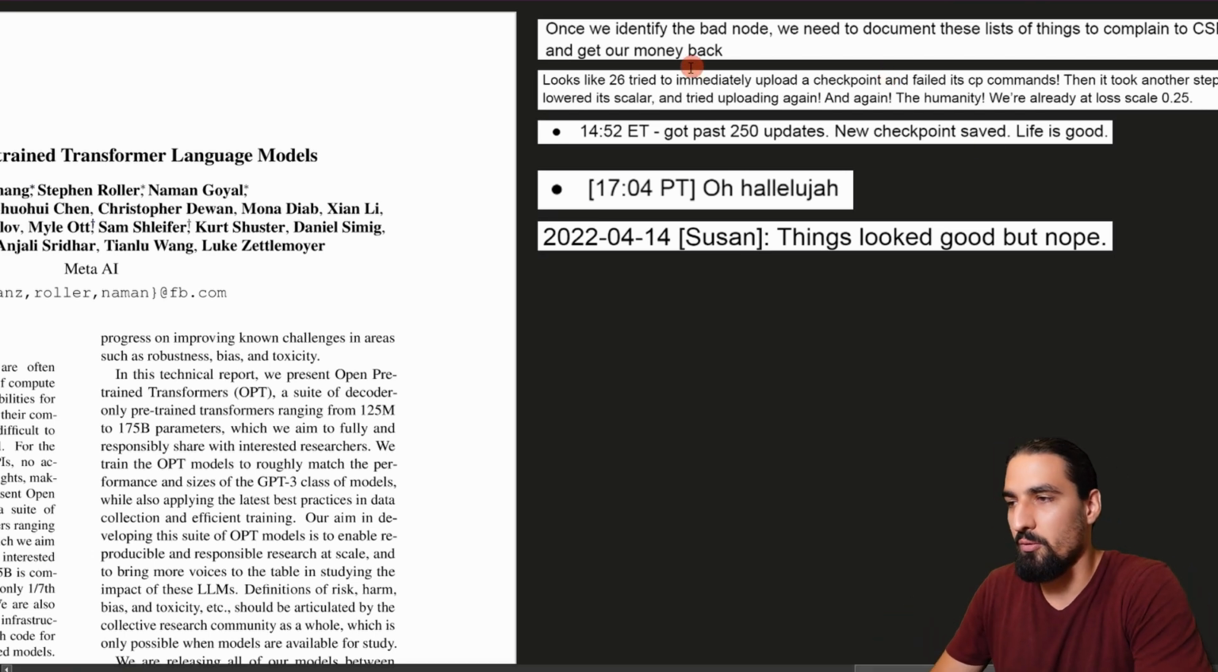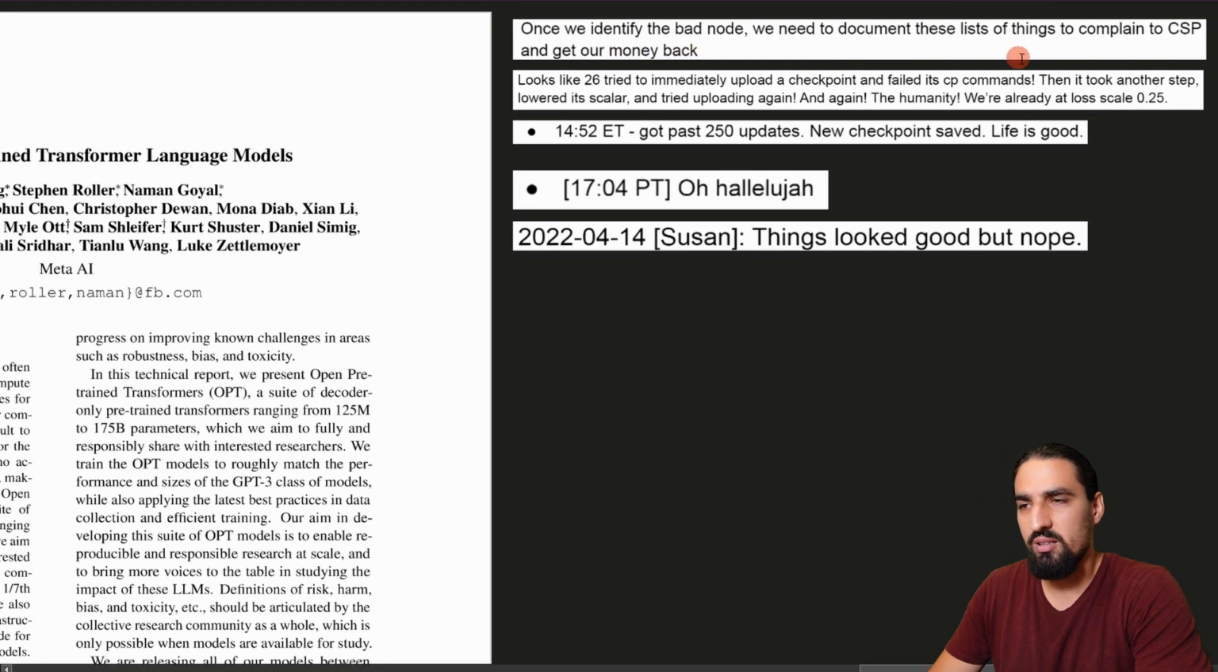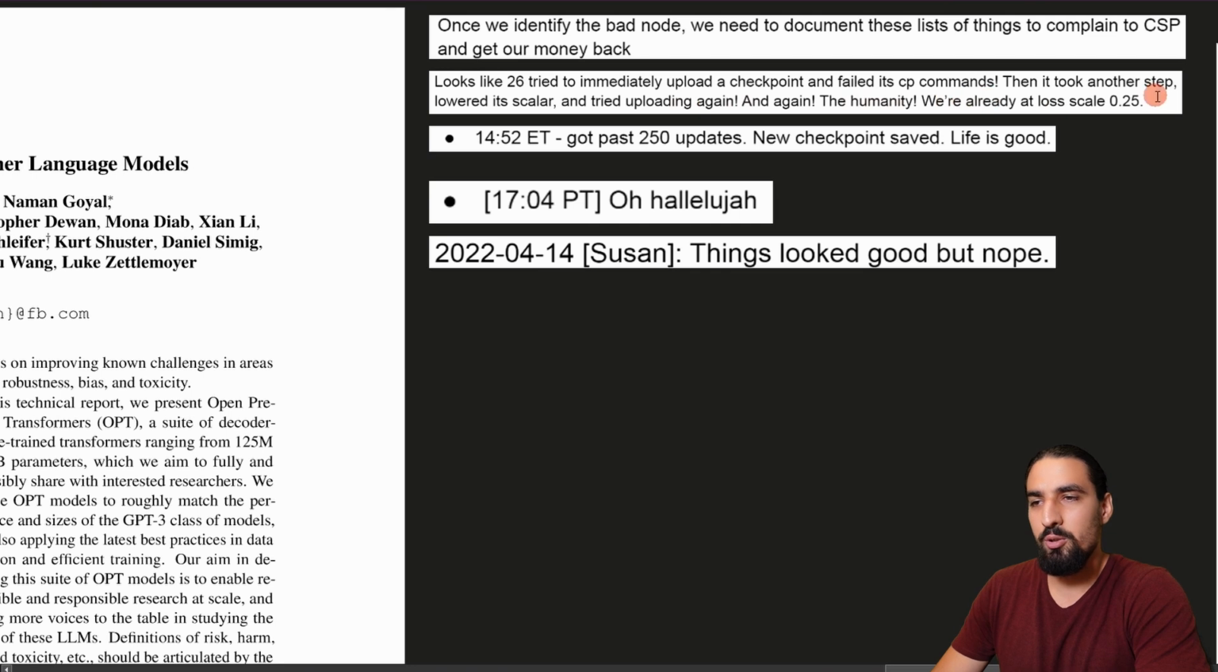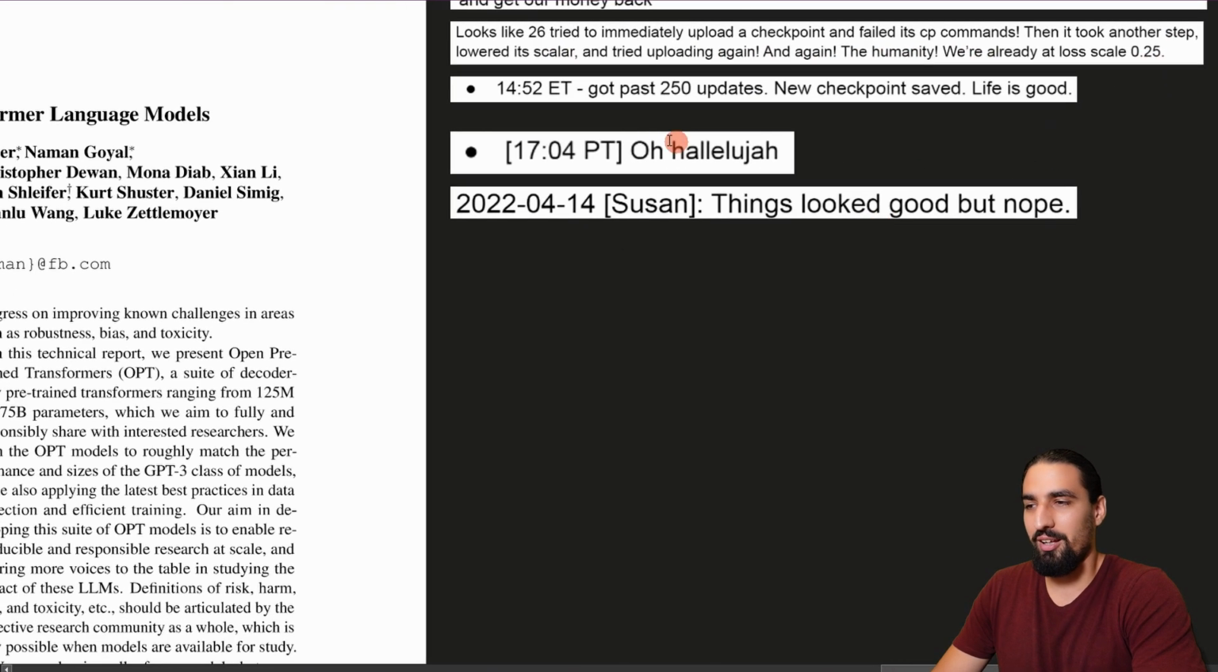So here are a couple of those. Once we identify the bad node, we need to document these lists of things to complain to the CSP and get our money back. Give us our money back, you bastards. Okay, it looks like 26 tried to immediately upload the checkpoint and failed its cp commands. Then it took another step, lowered its scaler and tried uploading again. And again, the humanity. We're already at loss scale 0.25. And so on and so on. Like, oh hallelujah, things look good, but nope. Just complete confusion.